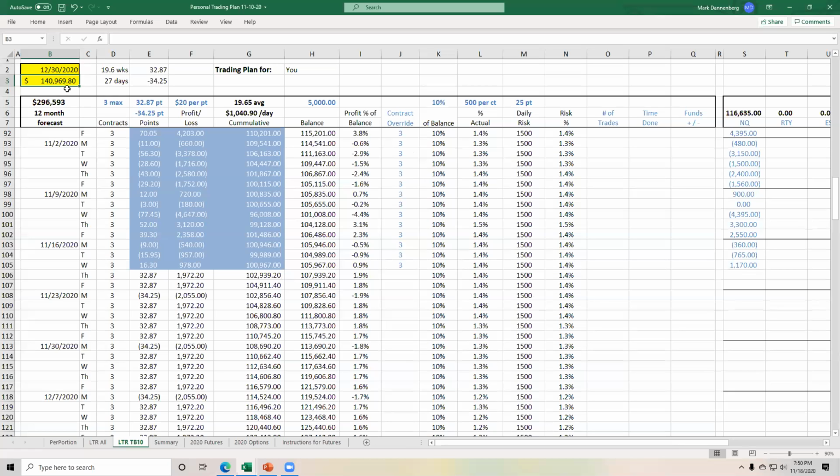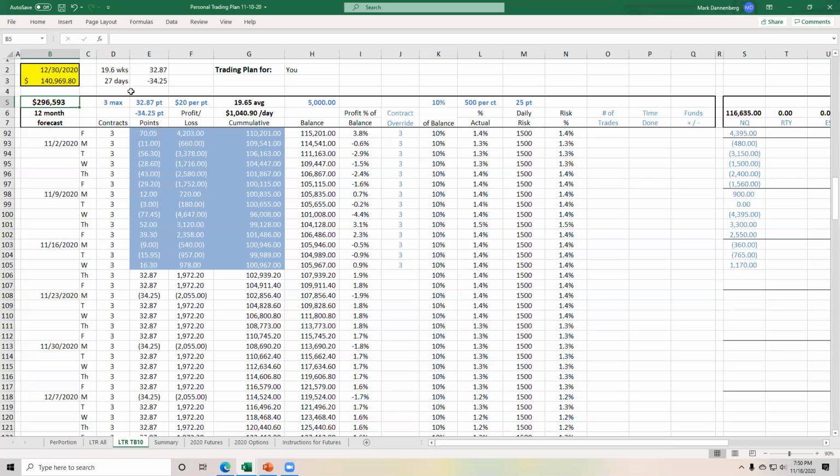If I knew that 3 months in I was going to have X number of dollars of profit, that's the plan. I can come over here to column Q and I can plug in a withdrawal at that point in time, and it will adjust the balance of the account going forward. And so the 12-month forecast is in cell B5 with the 12-month forecast label underneath it. So it's the 296 number.